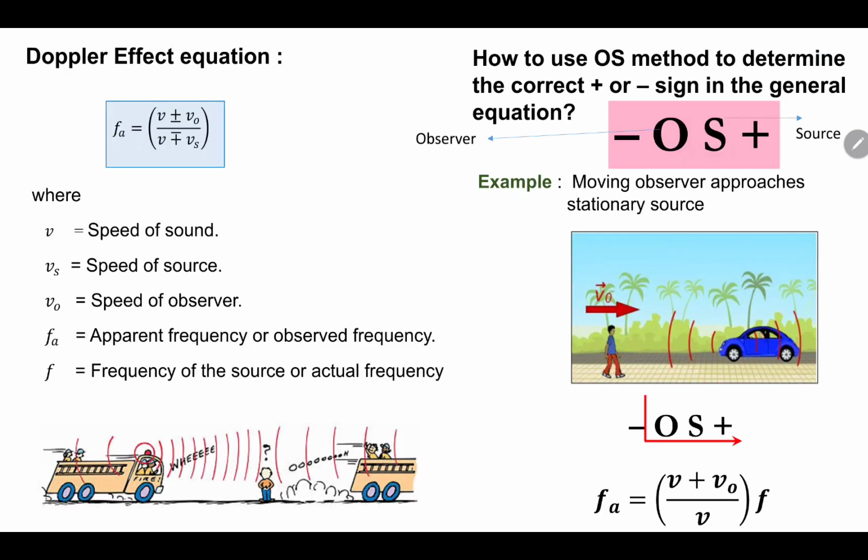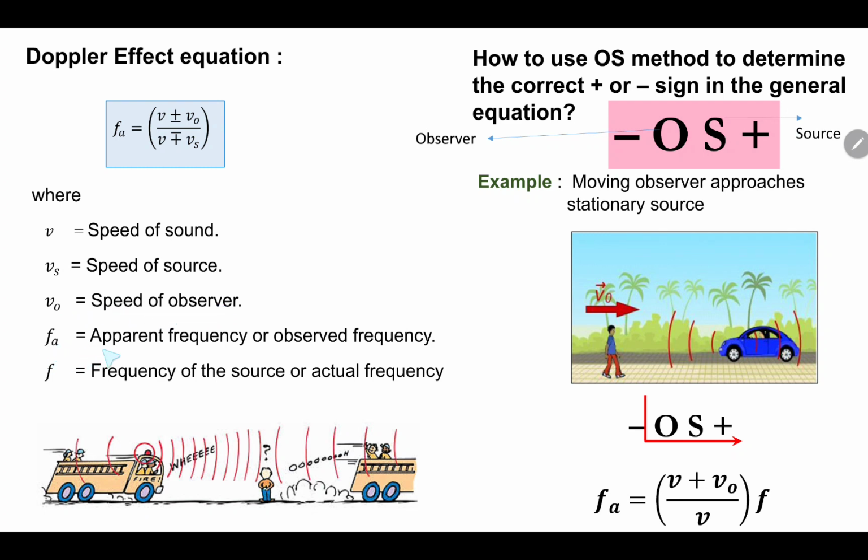The next slide is about the equation of the Doppler effect. The formula is fa = f (v ± v0) / (v ∓ vs). v is the speed of sound. This is usually a constant, provided in the question. vs is the speed of the source, let's say the siren or the bell. Next, v0 is the speed of the observer.